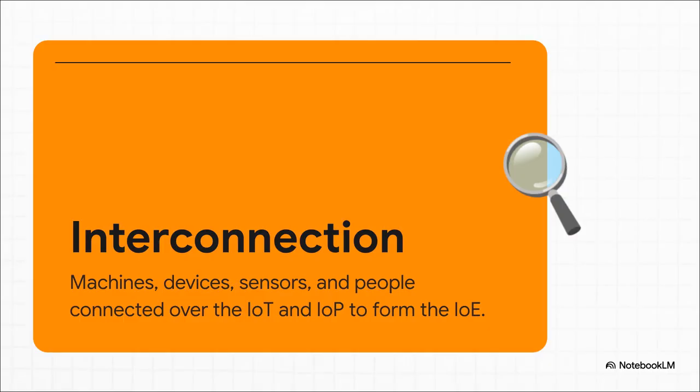The first principle is interconnection. This is the absolute foundation of the whole thing. It means machines, devices, sensors, and the people operating them are continuously communicating. They do this over the Internet of Things, which ultimately forms an Internet of Everything. Wireless communication is obviously key here for ubiquitous access, but it also requires modular standards, so machines from completely different vendors can just plug in and talk to each other. And of course, the researchers highly emphasize that with all this interconnection, robust cybersecurity becomes literally non-negotiable.